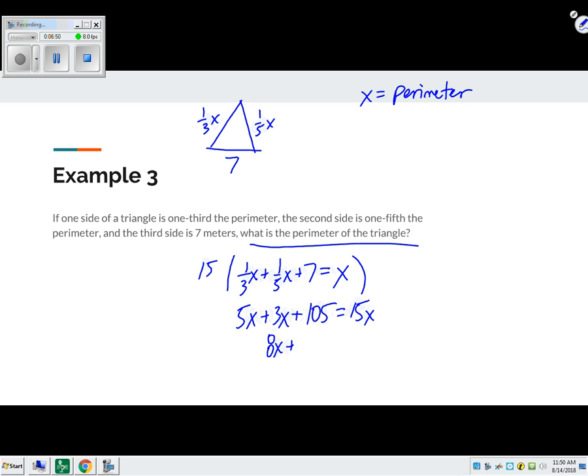So I put 15 through the whole equation. I get 8x, 5, 15x. Subtract the 8x from both sides. I get 105 is equal to 7x. Just undoing that multiplying by 7, I get back to that magic number of 15 meters would be the distance all the way around.